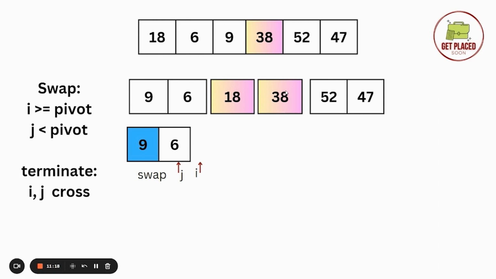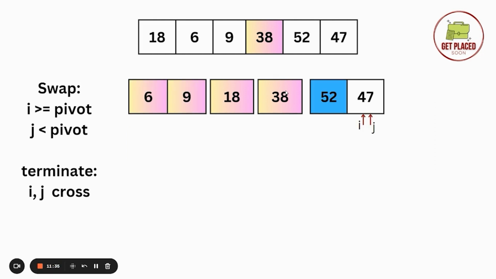Since there are only two elements, 6 comes first and 9 comes later. So you can see 6th position is fixed, 9th position is fixed, 18th position is fixed, 38th position is fixed. Now we are left with two elements, that is 52 and 47. Doing quicksort for these two elements.